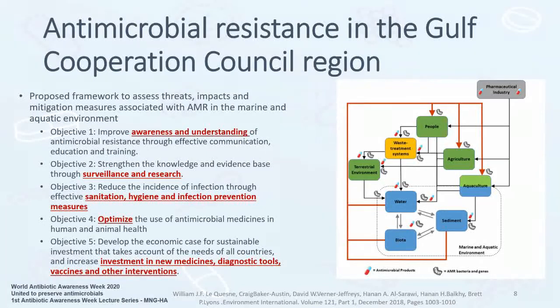For example, the first objective is raising awareness, which is what we're doing at this moment during this week, and hopefully continuously, on antimicrobial resistance, and also to strengthen the knowledge and evidence base through surveillance and research. So this is where this topic falls in. Surveillance is what we're talking about. When you identify what your trend is, you know where the problem is and how to improve it. And of course, there are recommendations on sanitation, hand hygiene, infection prevention, optimizing the use of antimicrobial medicines, and last but not least, investing in new medications, diagnostic tools, vaccines and other interventions.